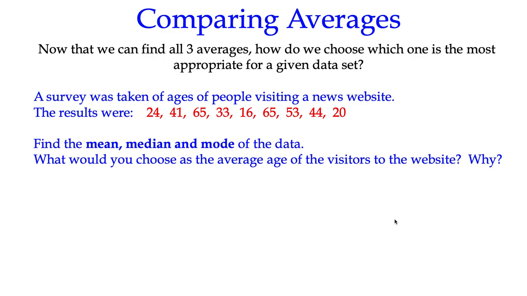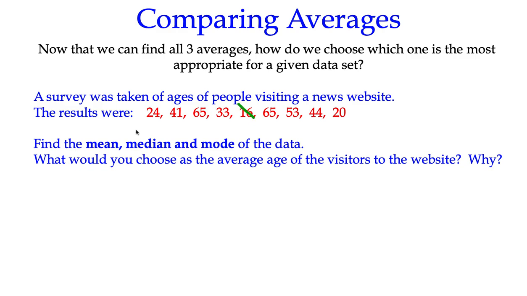A survey was taken of visitors to our website. So we've got all these ages. These are all ages. And we think, what's the average age of people visiting the site? Well, basically we have to work them out first of all. So it says find the mean, median, and mode. So I'm going to rewrite them in numerical order because they're not in numerical order first.